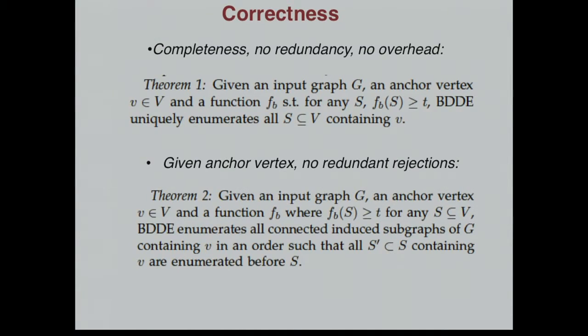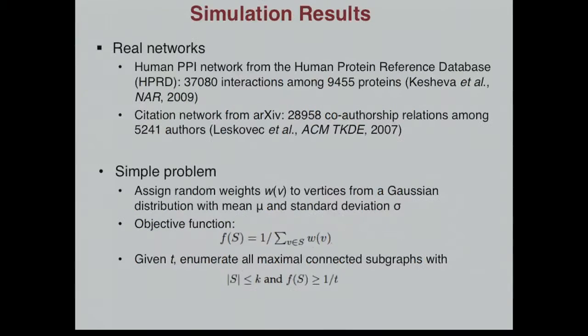Based on this algorithm, we were able to prove that this algorithm satisfied the basic properties, like it is complete, it doesn't have any redundancy, it doesn't have any overhead. And second, we can't guarantee that there won't be any redundant rejections, but we can guarantee that there are no redundant rejections for a given anchor vertex. So if you frame the question as, I want to enumerate all subgraphs that contain a given vertex, then we can guarantee that there will be no redundant rejections. Then you can enumerate the graphs in the correct order.